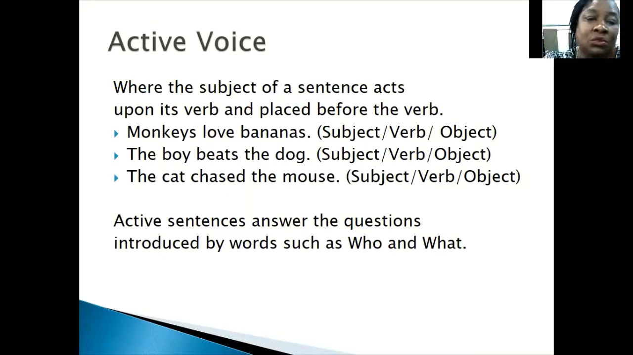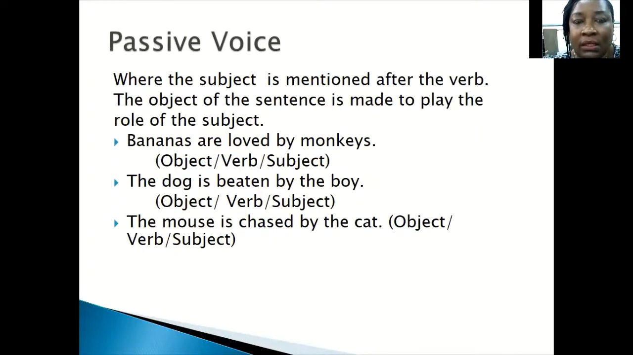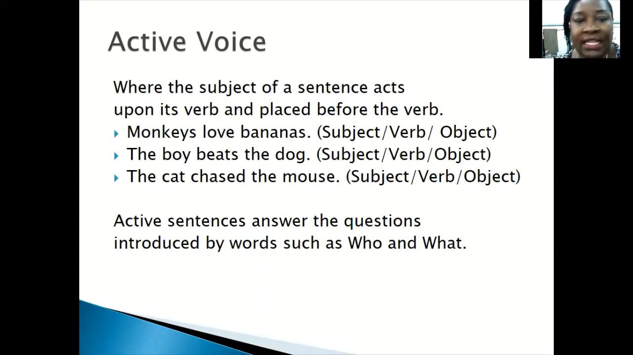It's important to note that active sentences are those kinds of sentences that answer questions that are introduced by words such as who and what. So if you look at the examples I gave, if the question was asked, who loves bananas? Or who is the boy beating? And the third one, what chased the mouse?